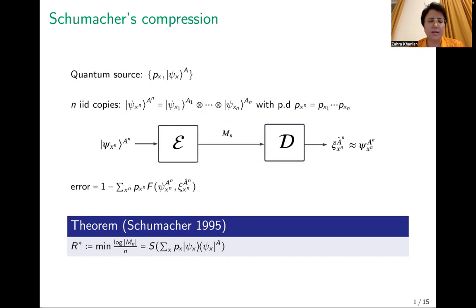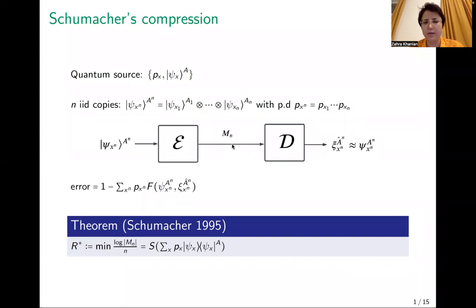In the setup that Schumacher considered, he considered the asymptotic version. Suppose that there are n IID copies of the source state, where each sequence of states is generated with a product probability distribution. These quantum states are fed into an encoder, which is a CPTP map, a general quantum operation. The input data are mapped to some other quantum system, let's call it M^n, and the goal is to minimize the dimension of the compressed information M^n as much as possible. This data is then transmitted to a decoder using a noiseless quantum channel.